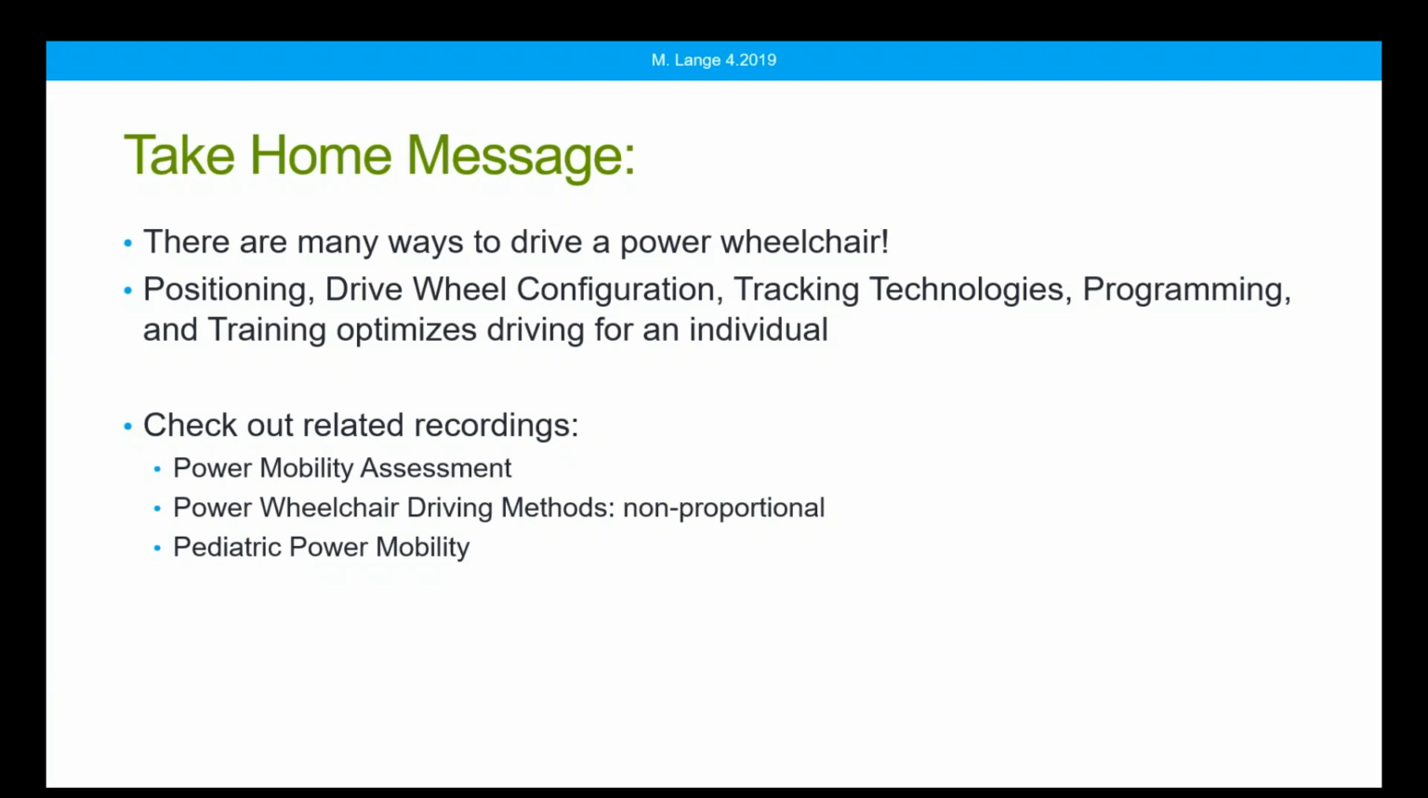So keep in mind, we're going to have some other recordings in the library that can be helpful to you, including non-proportional power wheelchair driving methods, power mobility assessment, and pediatric power.